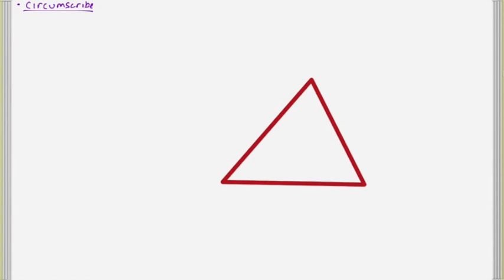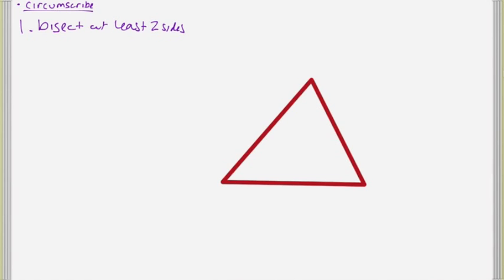We really only have 2 steps to this construction, so this is a quicker construction in terms of the number of steps that we're going to do. The first thing we're going to do is bisect at least 2 sides. You can bisect all 3, and sometimes I actually like to do that. It's a little bit more work.